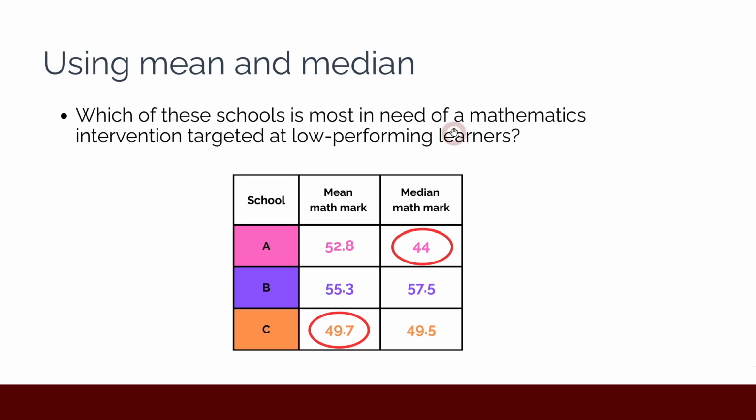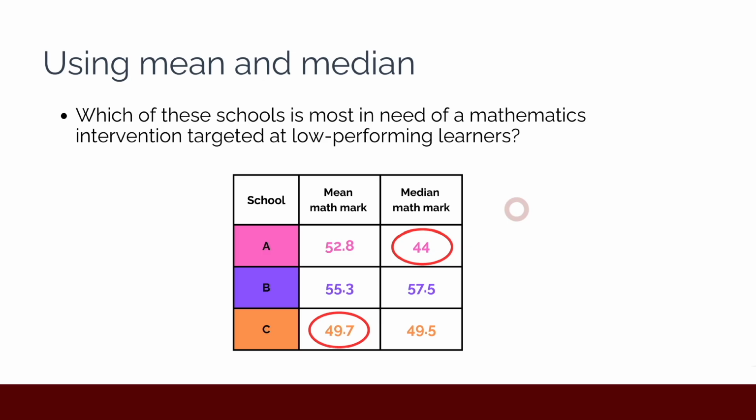So we might argue, based on this information, that school A would be the school which most needs an intervention targeted at low-performing learners, which would be different to the answer that we'd get if we only looked at the mean. The more information we have, the better it is, and we can make better informed decisions.